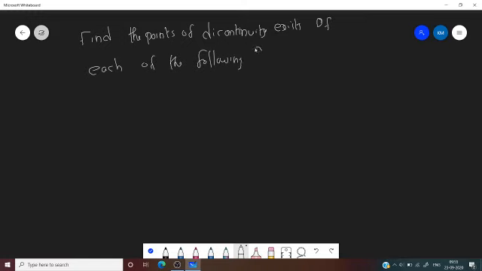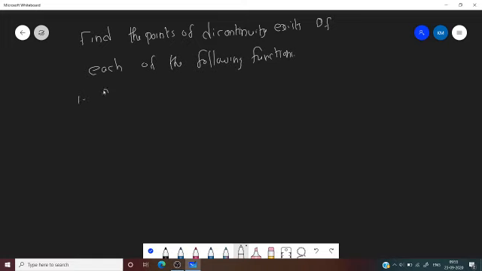Find the points of discontinuity, if any, of each of the following functions. For each of the following functions, find the points of discontinuity, if they exist.